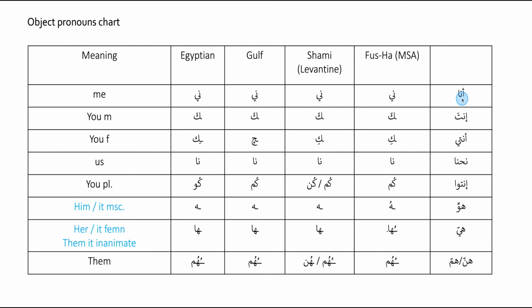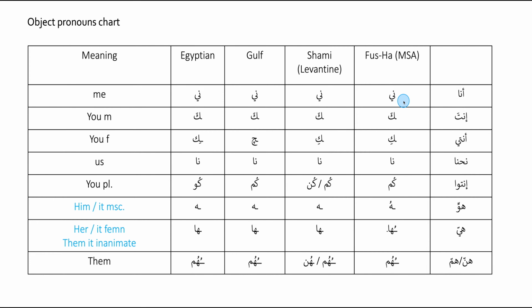On the right hand side we've got the subject pronouns: Ana, which means I, masculine, feminine; Inta, you, masculine; Inti, you, feminine; Nahna, we, group of people; Intu, you, group of people; Huwa, he, third person; Hiya, she, third person; Henne or Humme, they, group of people. Now I'm going to go through them and read them, for you to decide whether there's a big difference between these object pronouns in Fusha, Levantine, Gulf, and Egyptian.